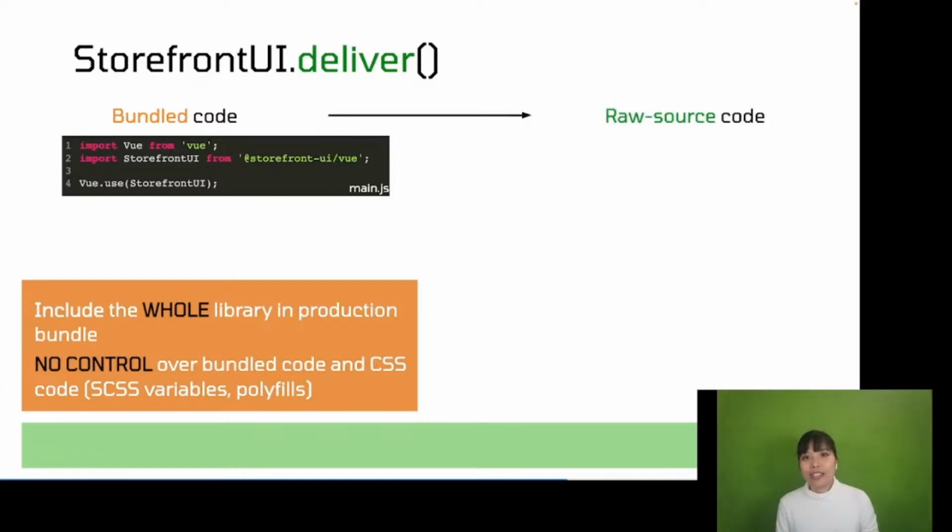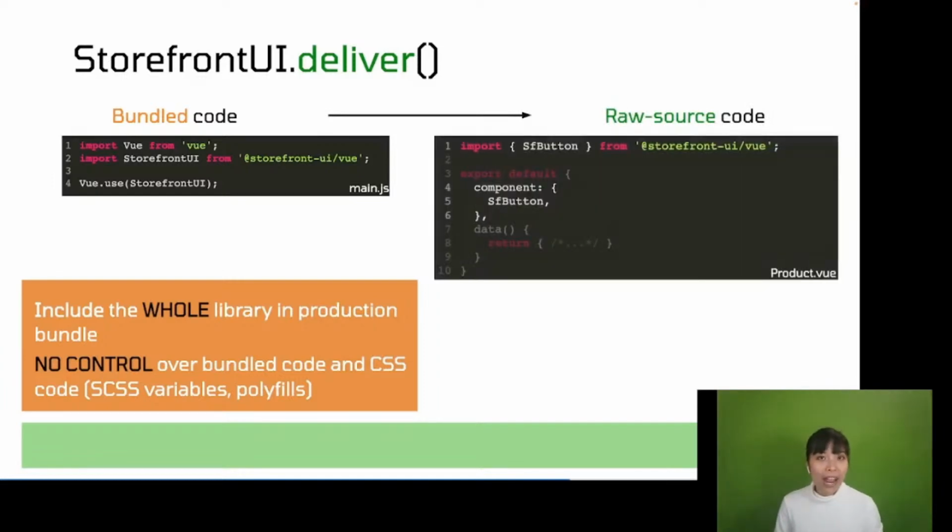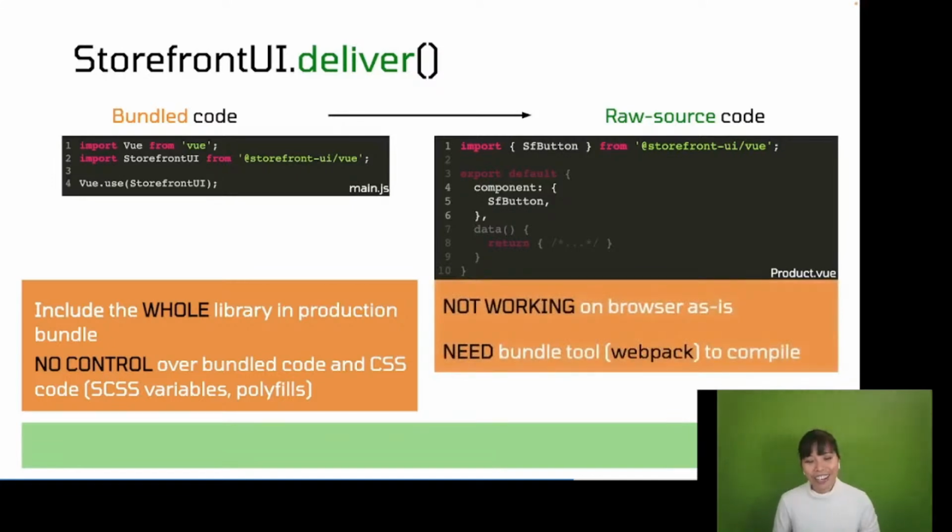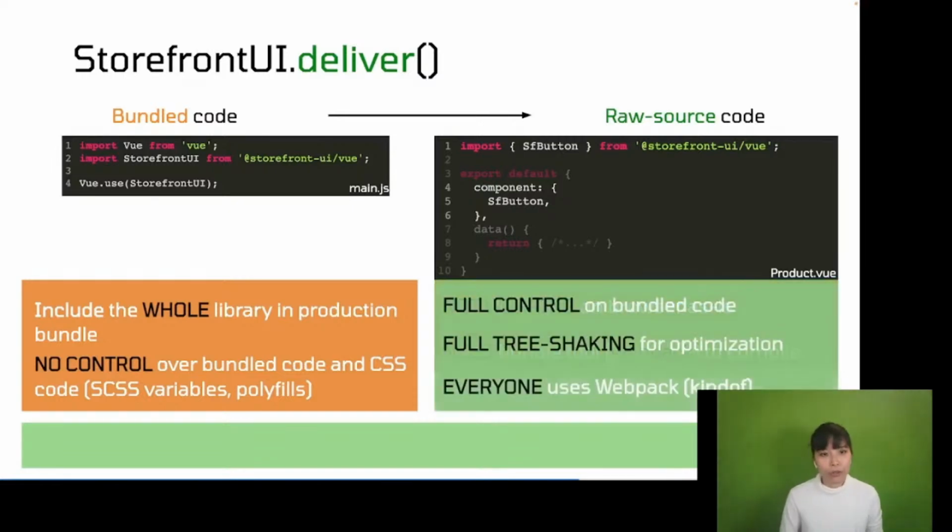So instead, we decided to ship the raw source code, which means users import what they want to use. And of course, they can also install the components they want to use in the global scope. The downside of it is that it doesn't work with a CDN because we don't bundle the whole library, and it needs Webpack or any bundle management tool to compile before using.